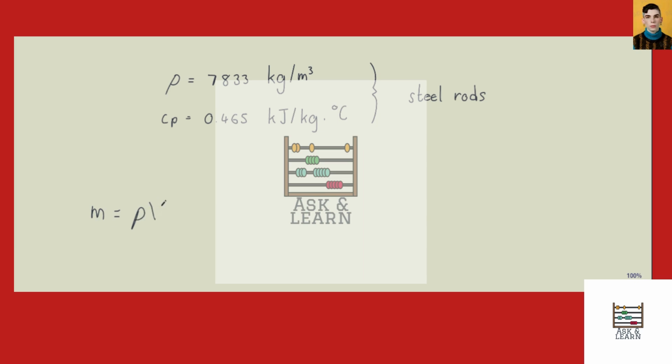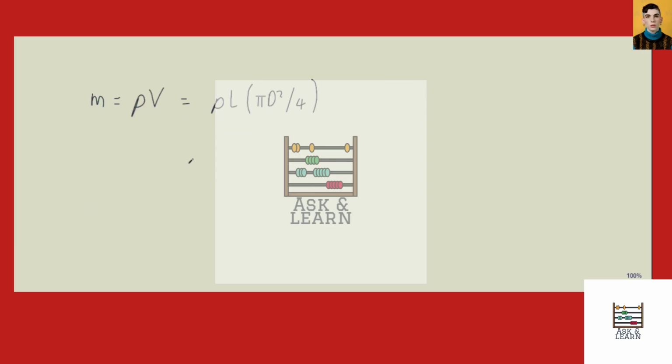m, is equal to the density of the rod times its volume, which is its density times its length times the area, pi r squared. But we have the diameter, so this is pi times the diameter squared over 4, since the radius is half the diameter. Now, if we substitute our values in here, we can find this mass.